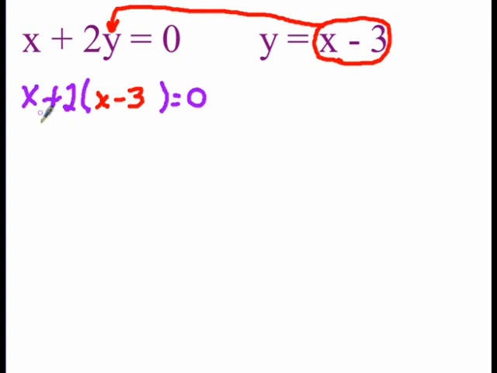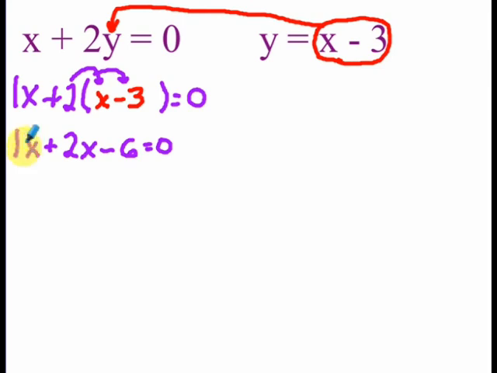My third step is to solve. So I'm going to distribute the 2. And also, something I always do is, if there's no number in front of an x, put a 1 right there. So now I have 1x plus 2x minus 6 equals 0. As we had before, we have some like terms. This will almost always happen to you, so be prepared for it. 1x plus 2x is 3x.